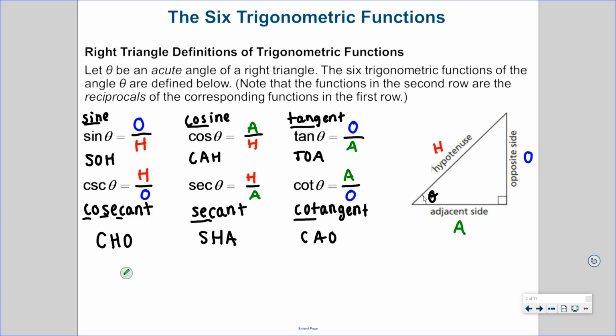Obviously, tangent and cotangent are reciprocals of each other. Cotangent has the word tangent, so those ones are easy to remember. People get the others mixed up, but I always tell them, well, this one starts with an S. Its reciprocal starts with a C. This one starts with a C. Its reciprocal starts with an S. That's the way you can remember it.